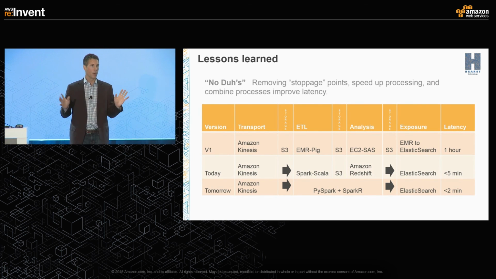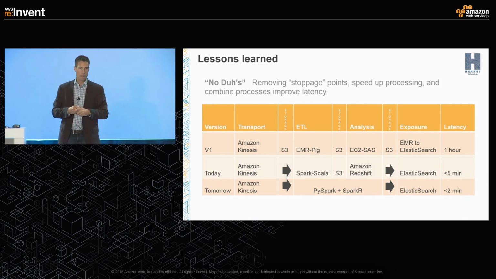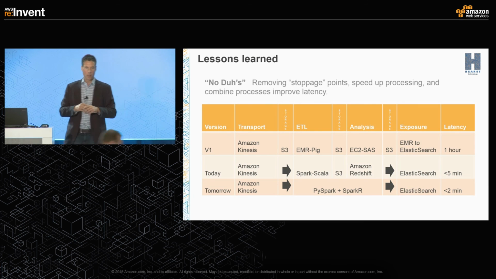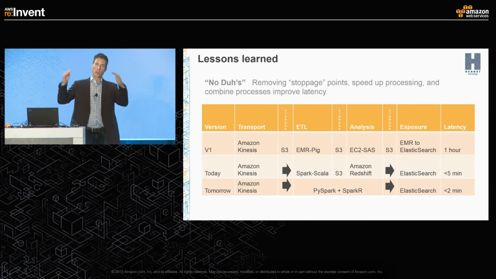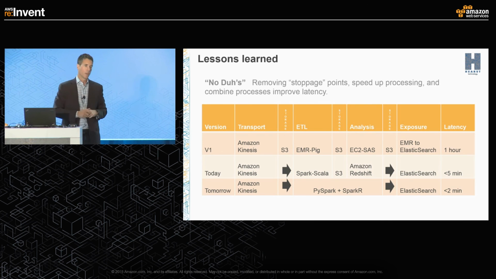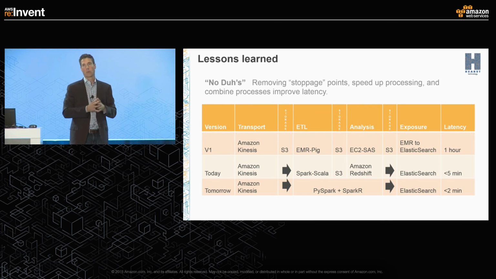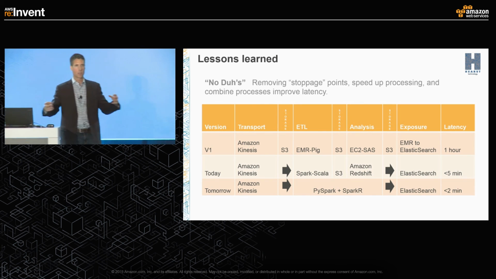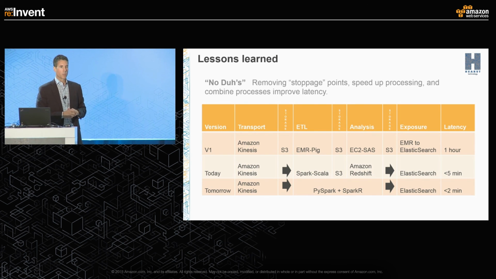These are a couple of lessons that took us a while to figure out. With our V1, we had a lot of storage steps with S3, where we kept writing the data. If you can remove the storage points, speed up processing within one of the stages, and then finally combine the stages, which is hopefully down the road, it will ultimately speed us up even faster.